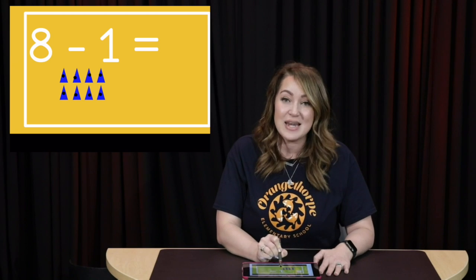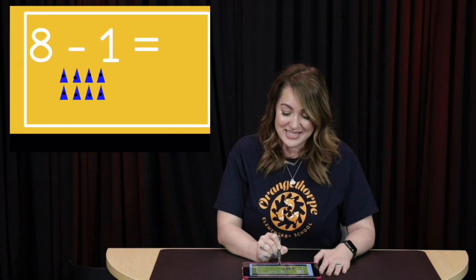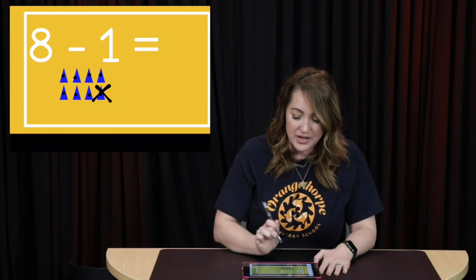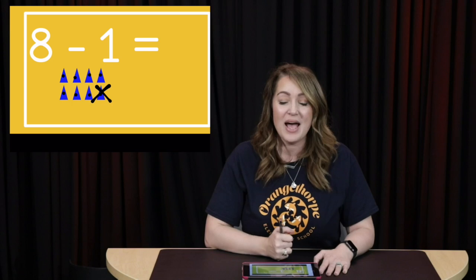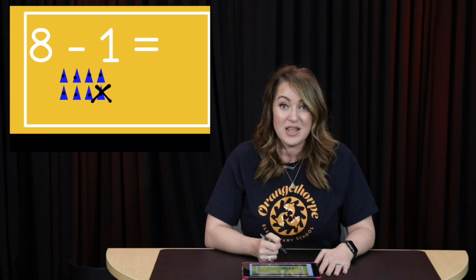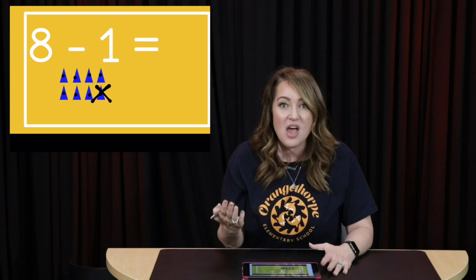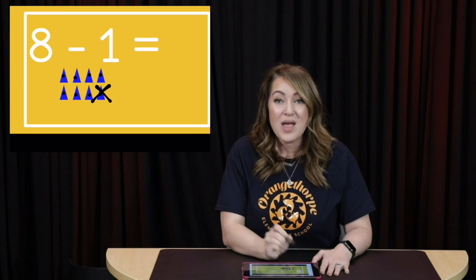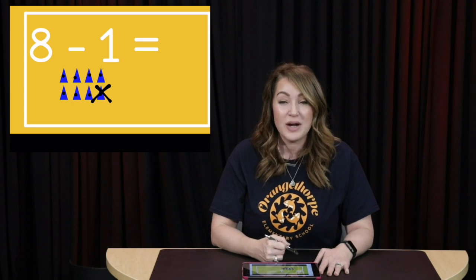I'm going to look at the second number in my subtraction sentence, and it's a 1. That means I'm going to put an X on 1 triangle. And now I want to count how many triangles are left. Now, some of you might be able to think about this problem in your brain and not even have to count. You're thinking, 8, well, if I take 1 away, what's the number that comes right before 8?